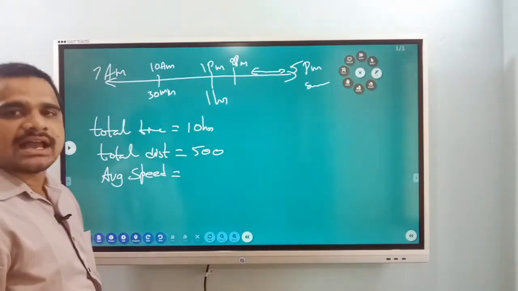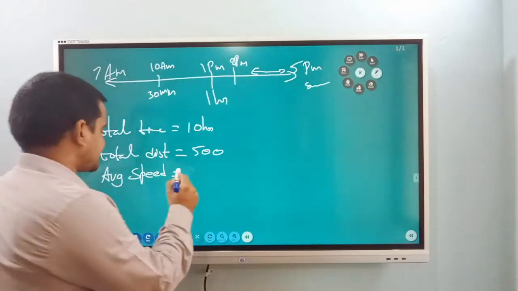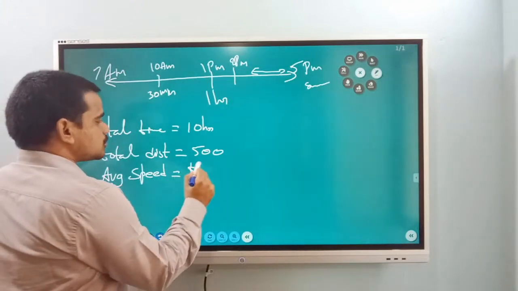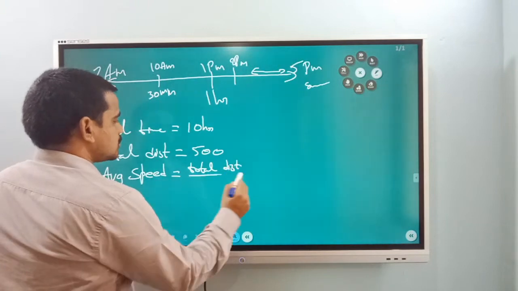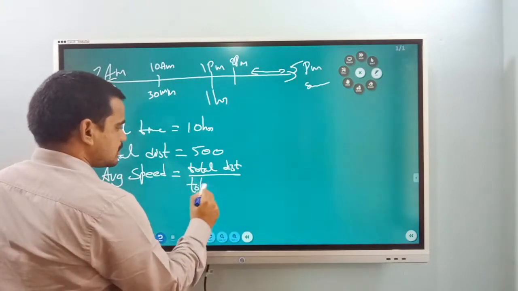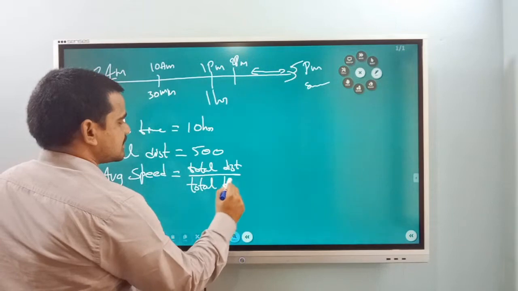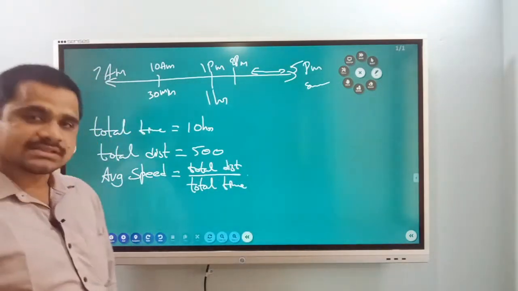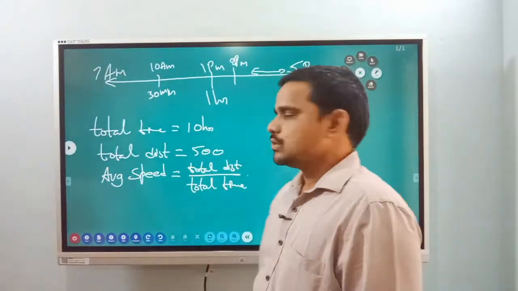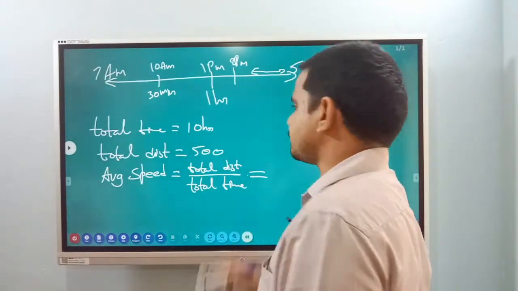Average speed. What is the average speed? So during average speed, what is the average speed? Total distance traveled by total time. What is the total distance traveled by total time? Total distance traveled, how much?